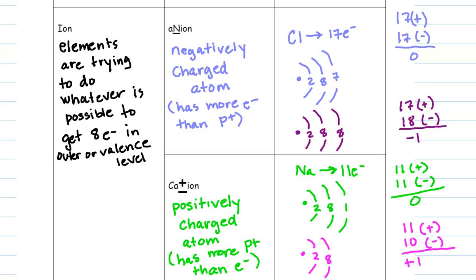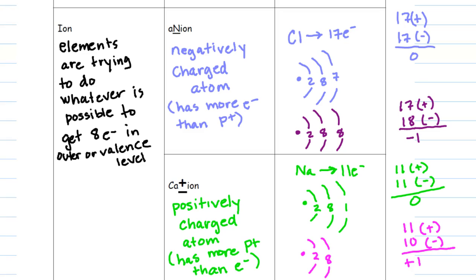So for instance, chlorine. Chlorine, when it's neutral, has an overall charge of 0, and it has 7 electrons in its valence shell. It's going to do whatever it needs to do to get 8 electrons in its valence shell. There are 2 ways that this could be accomplished. We could either get rid of the 7 electrons, and then the second level would have 8, or we could take in 1 electron and give the third level 8.